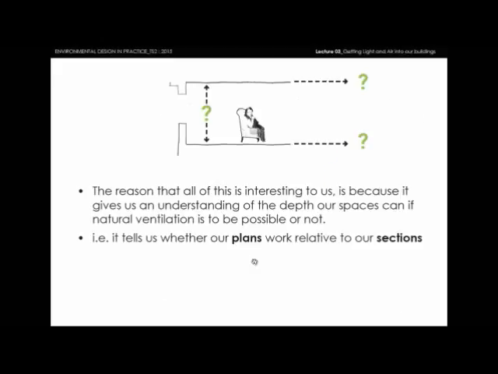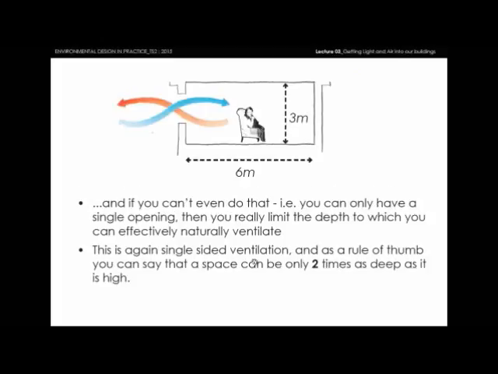So I showed you this slide, but the reason this is interesting to us is because it can really inform our section, particularly the relationship between our plans and our sections. So in terms of the rules of thumb that I want you to have a look at, if you have one window in your room, which probably most of you do, and that window is a single opening, then you can say typically that the depth of that room can be around twice the height of that room. So a ratio of 1:2 is more or less what you could go with.